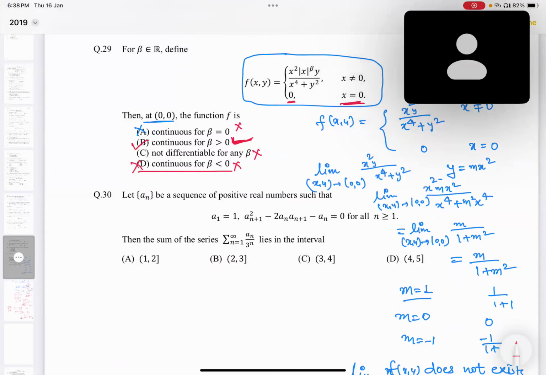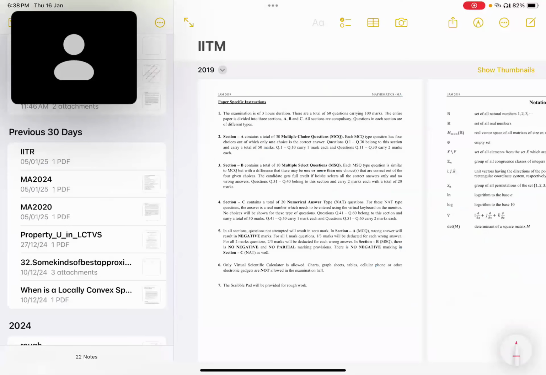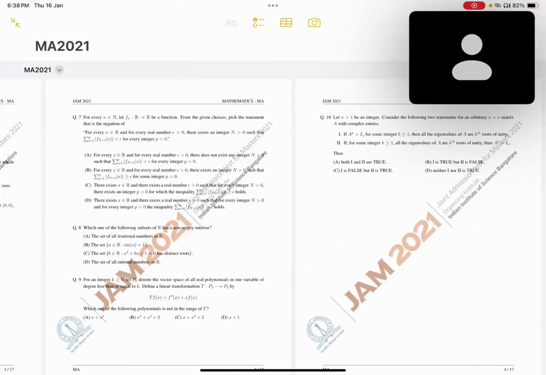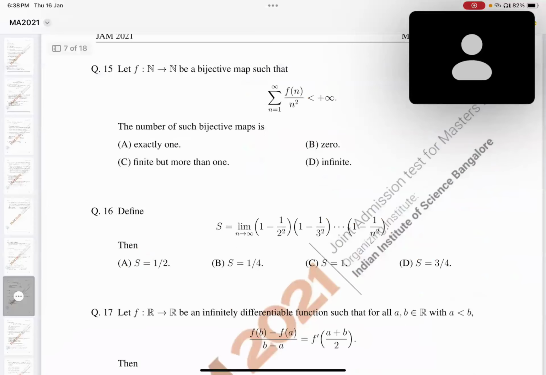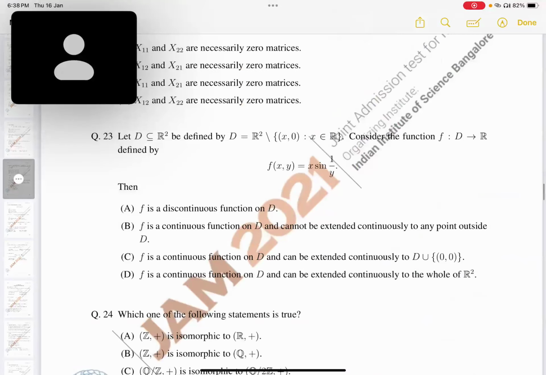This question arrived in 2019. Now we can solve some question. Okay, this is the question. So suppose B is a subset of R square, and this subset is of this form.